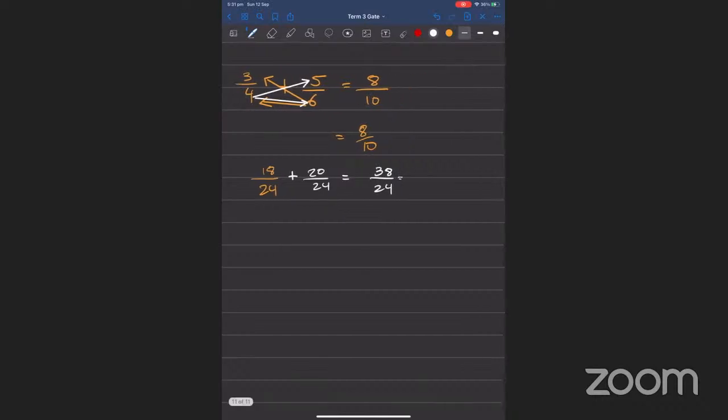I can simplify it to what? 19 over 12? Yeah. Can I simplify any further, ladies and gentlemen? 19, yeah. Yeah, but I did it a different way. Yeah, 19 is a prime number, so you cannot simplify it any further. So what you can do is take away the 12, and now we can have 1 and 7 over 12. So these are all individually correct answers.